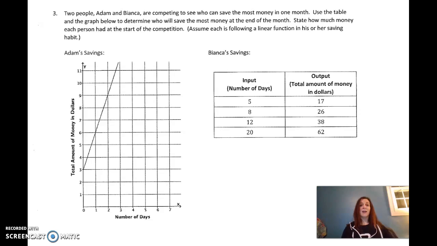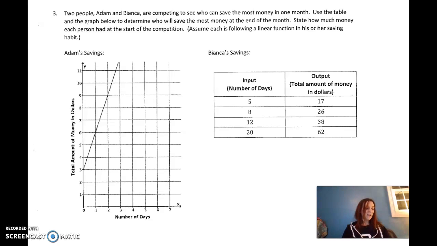So you have Adam and Bianca competing to see who can save the most money in 1 month. Excuse me. So here's Adam's savings, okay? Number of days, amount of money. So at 0 days, he had saved $3. At 1 day, he had saved $6. At 2 days, he had saved 9. 3 days, he had saved probably 12. Now Bianca here, after 5 days, has $17. 8 days has $26, so on and so forth.